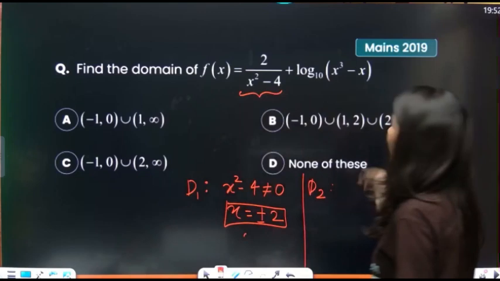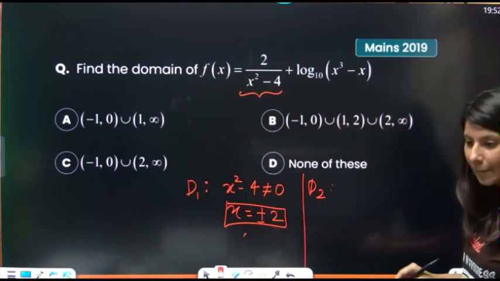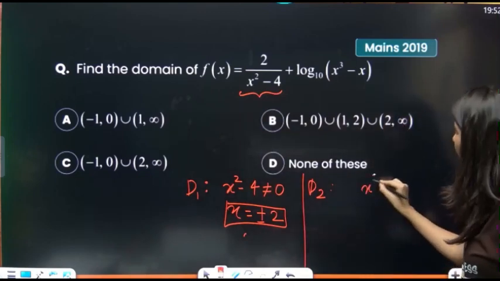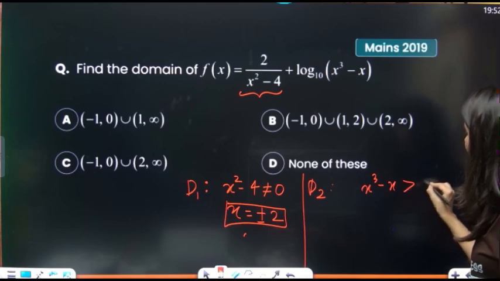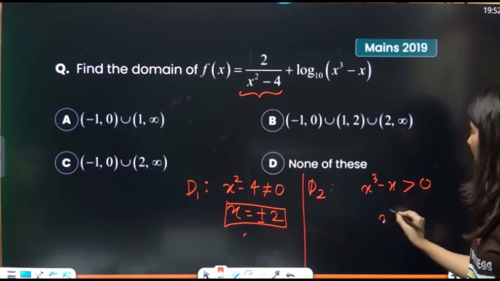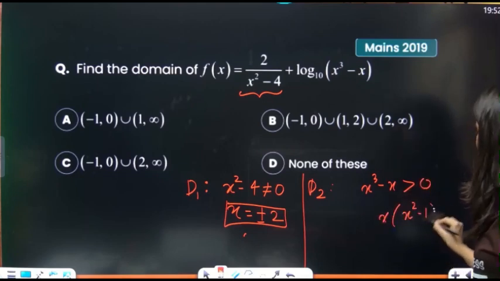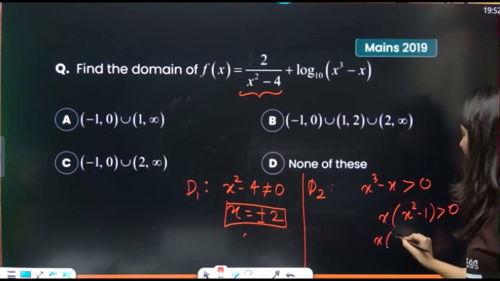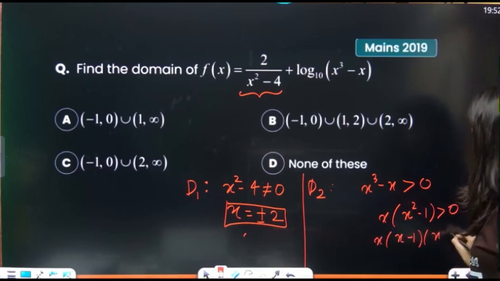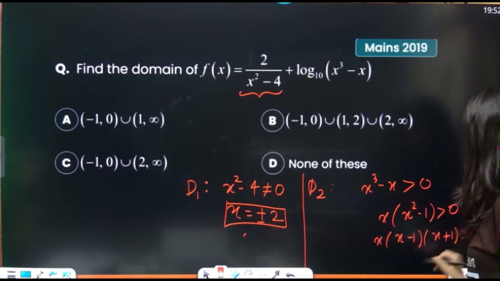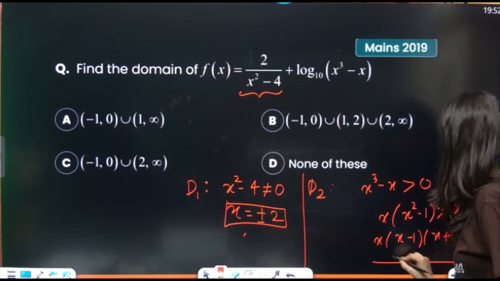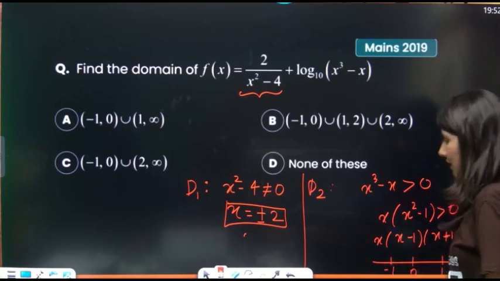Very easy question. I think JEE Main 2019. X cube minus x should be greater than 0 strictly. So x square minus 1 greater than 0. X minus 1, x plus 1 greater than 0. Okay. This is your 0, this is your minus 1, this is your plus 1.